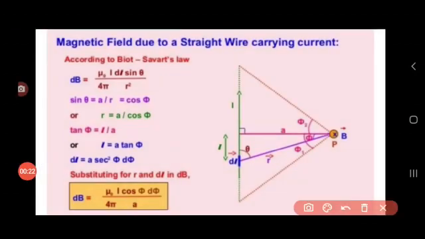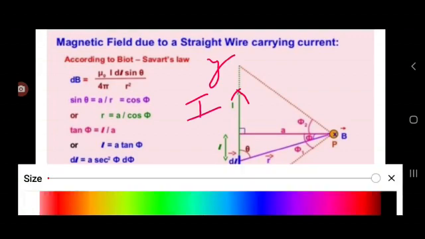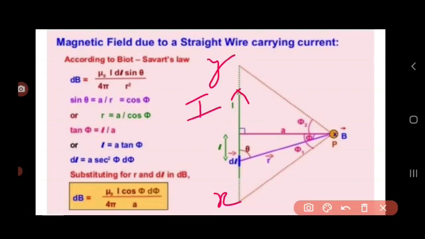This current element at a distance r, at point P, produces a magnetic field dB. So this magnetic field is produced by the current element dl. Now we have to calculate the total magnetic field due to the straight conductor XY.